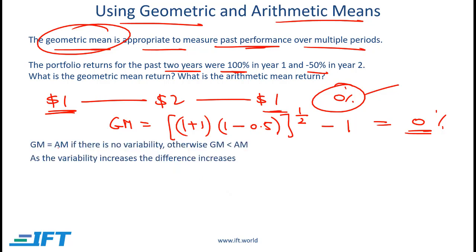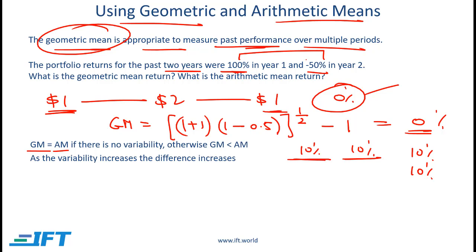The next point has to do with the relationship between the geometric mean and the arithmetic mean. If we have data with no variability, then the geometric mean is equal to the arithmetic mean. So if we have two numbers and let's say we have 10% and 10%, then the arithmetic mean is going to be 10%, and when we calculate the geometric mean, that's also going to be 10%. So with no variability, the two are the same. But the more likely scenario is that we do have variability. So in this case, for example, we do have substantial variability.